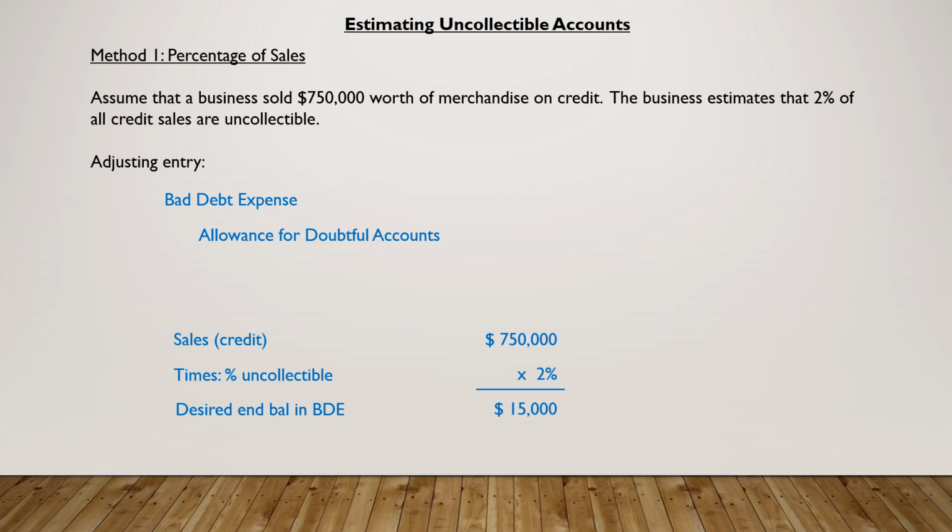Under the percent of sales method, the end product gives us our desired ending balance in bad debt expense. In other words, our journal entry needs to yield a $15,000 debit balance in BDE. However, as a temporary account, BDE has a beginning $0 balance. So the product we just calculated is what we put in our journal entry.